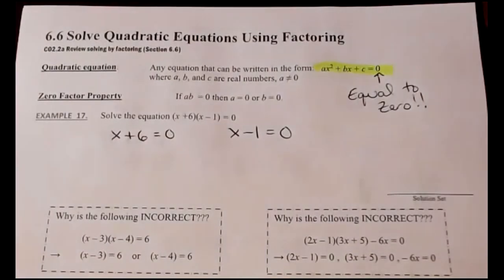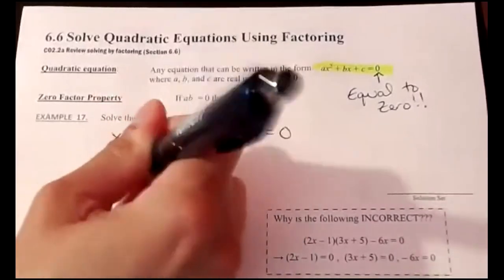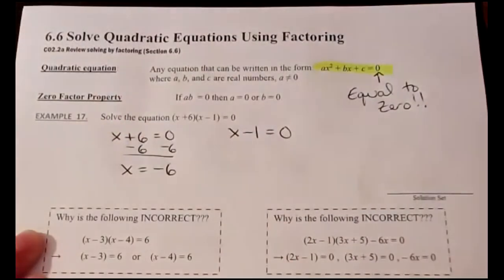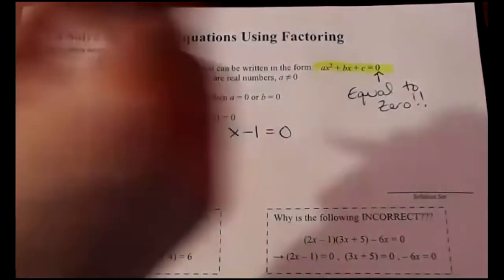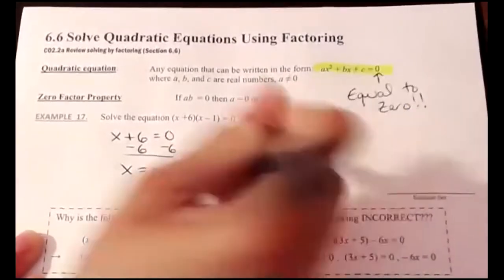That's it. So we're going to go ahead and subtract the 6, and we see that x is equal to -6. And then to solve x - 1 = 0, we're going to add the 1, and we find that x is equal to 1.